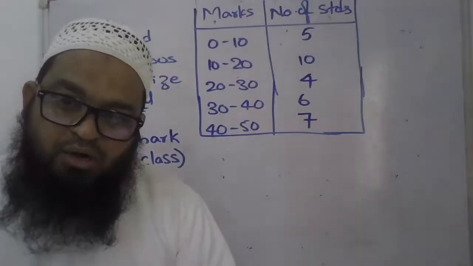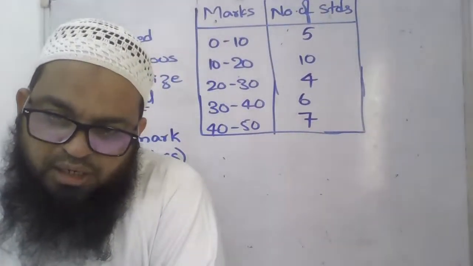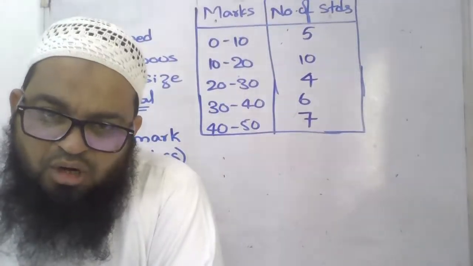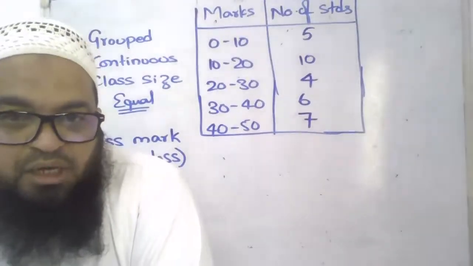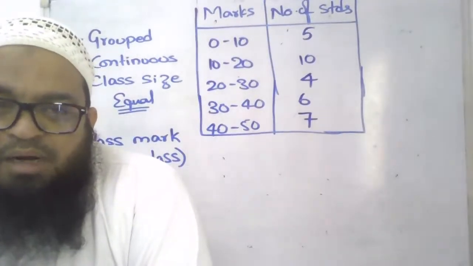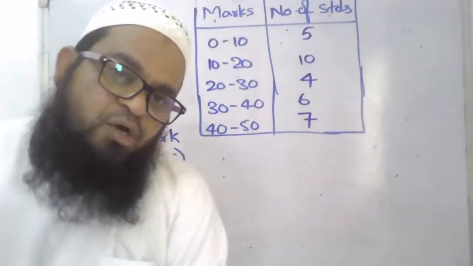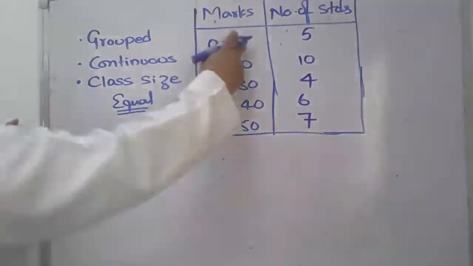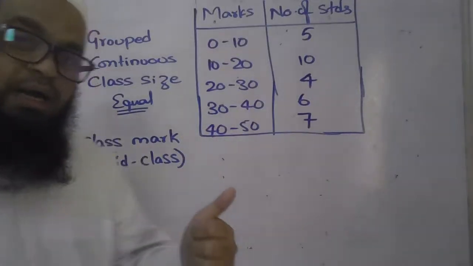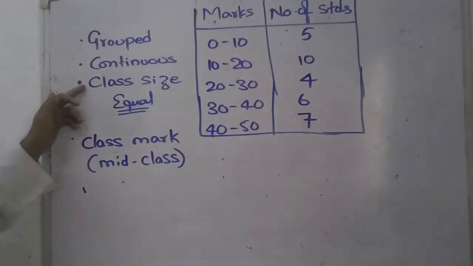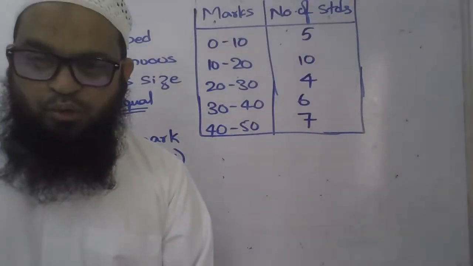How to check whether it is continuous or not? Very good, Frozen Warrior. The upper limit of the previous class should be equal to the lower limit of the next class. That's very good. So you have 10 and 10, 20, 20, 30, 30, 40, 40. It is continuous. Very good. Now, what is the class size? How will you check class size, my dear students? Hey, Christo, very good. Happy to see you.